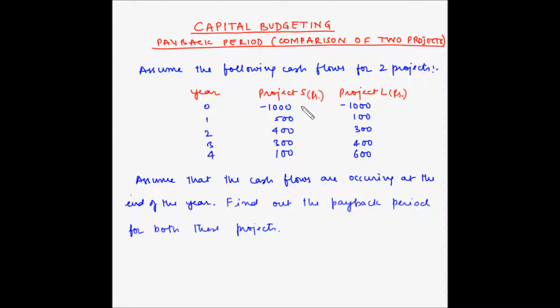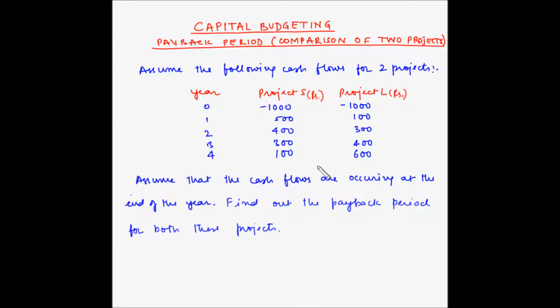As you can note here, for project S, the cash inflow is higher during the early years and then it becomes lesser and lesser. Whereas for project L, the cash inflows are lesser during the initial years and then it keeps on increasing. Project S is a short-term project where the inflows are higher during the short term and then it fades off. Whereas project L is a long-term project where the inflows are higher in the distant future.